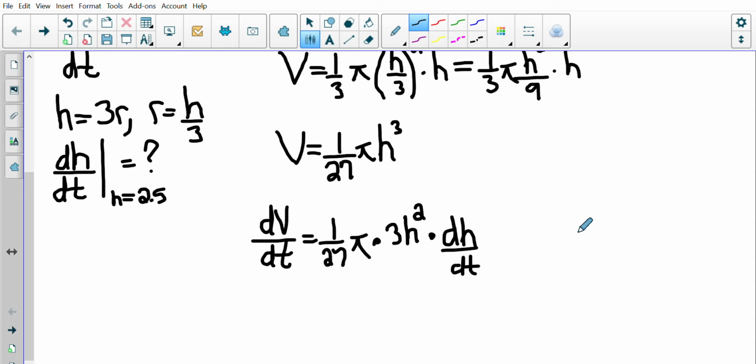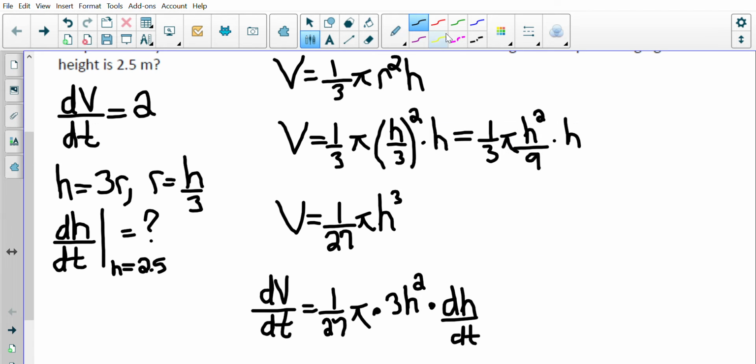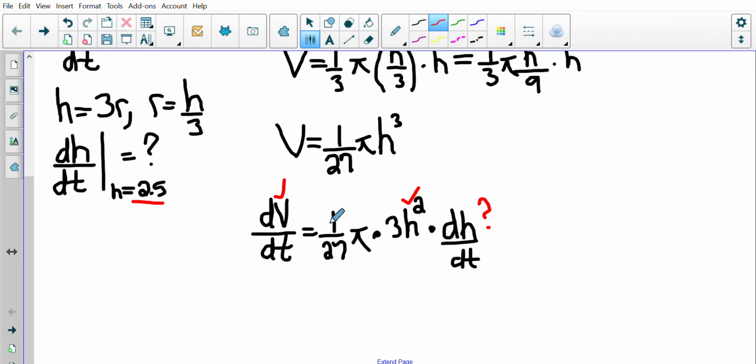All right, now it's time to substitute in. And let's see if we have enough information. We're looking for dH/dt. We know our h value, so that checks out. And we know our dV/dt value. There it is up there. So we have all the information we need here. So let's see here. Time to plug in. So dV/dt was 2.